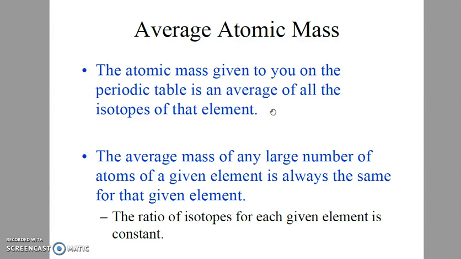But the average mass of any large number of atoms of a given element is always the same. So as long as I have a sample of carbon that's large enough, the average mass will always be the same as it is on the periodic table.